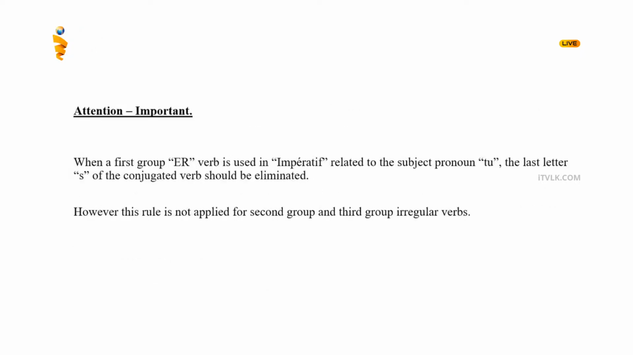Now, there is some important information to remember at the same time. That is, when you are conjugating a first group ER verb in imperative, related to the conjugations of tu, the last letter S should be omitted. But however, this rule will not be used with second group verbs and with third group irregular verbs.